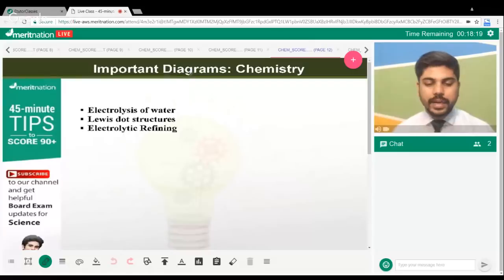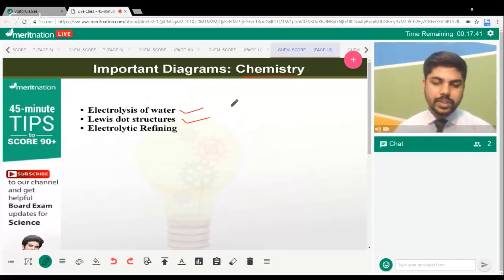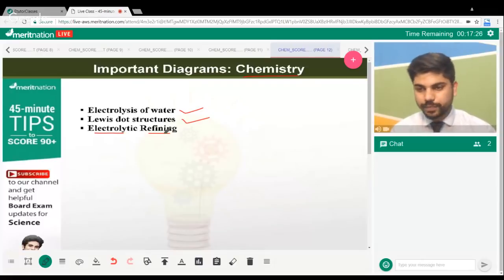If I talk about important diagrams in chemistry, the electrolysis of water is really very important, guys. Direct questions have come in the past also, and it could be asked also in the future, how basically the electrolysis of water takes place. Lewis dot structures of various compounds, like the Lewis dot structure of NaCl can be asked, MgCl2 can be asked, the covalent bonding by Lewis dot structure can be asked. So these are topics really very important from the diagram point of view. If I talk about electrolytic refining, yes, again, a very important topic for diagrams. Okay.